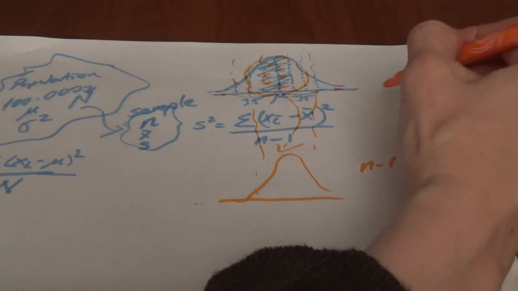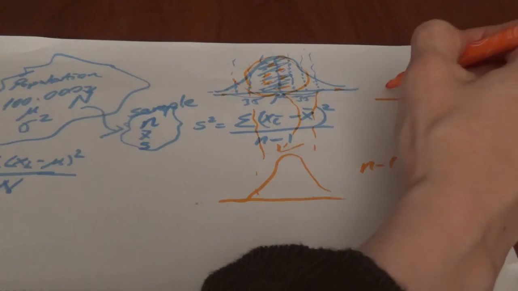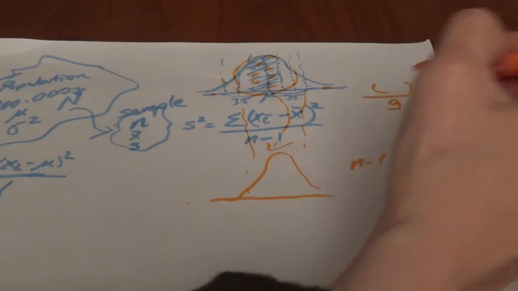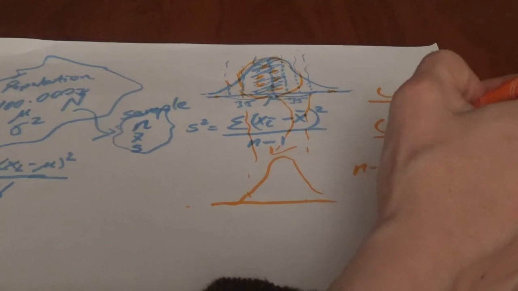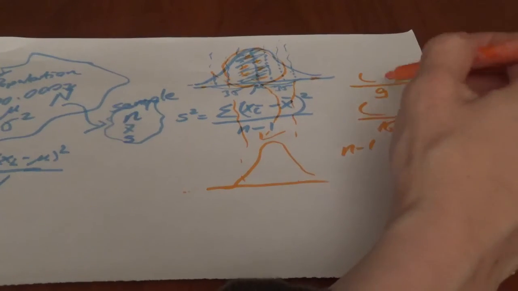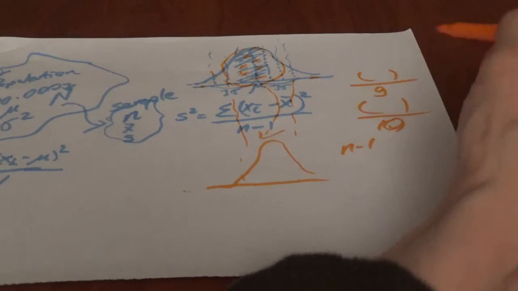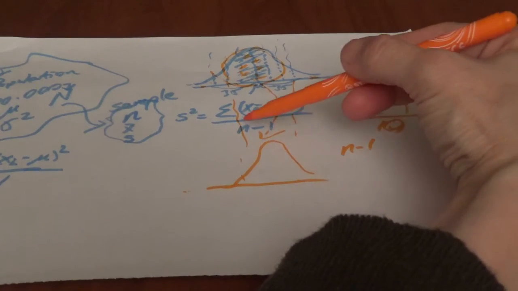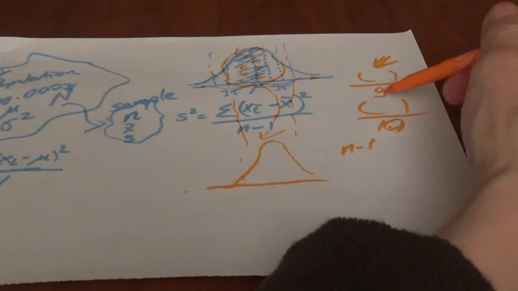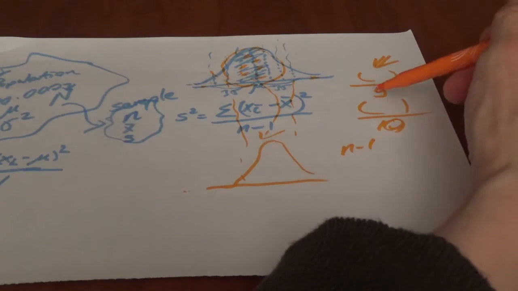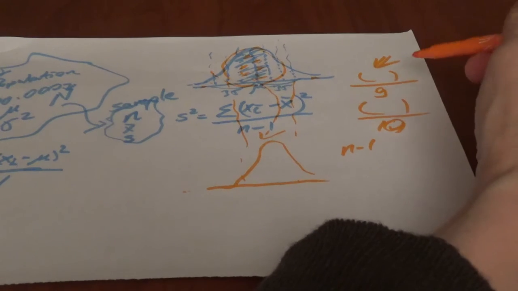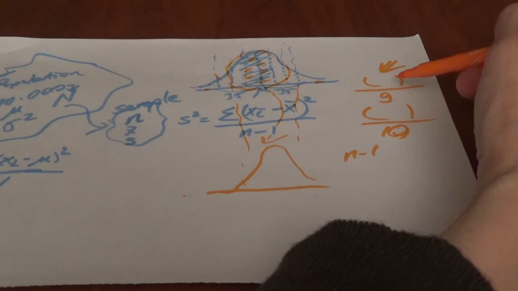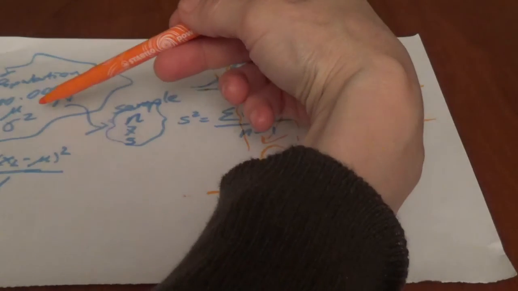Let's say there is a value in the numerator. When you divide by 9 and when you divide the same number by 10, which one is greater? This one is greater. So, when you subtract 1 from n, this value would be higher than this value. So it would most probably estimate the population variance.